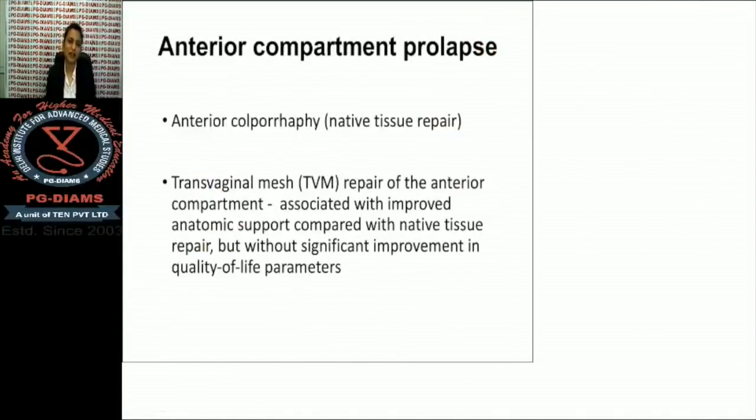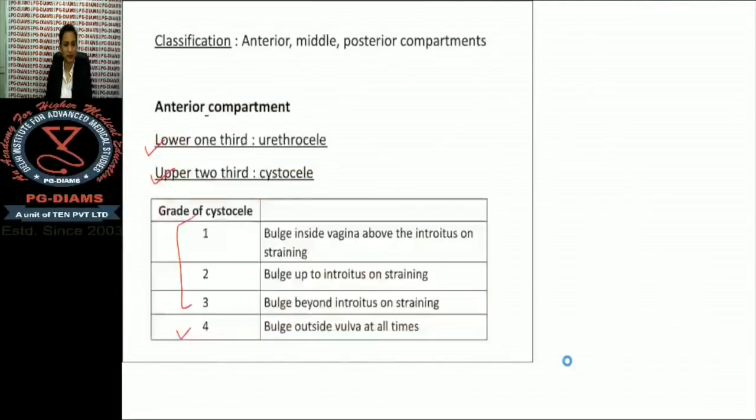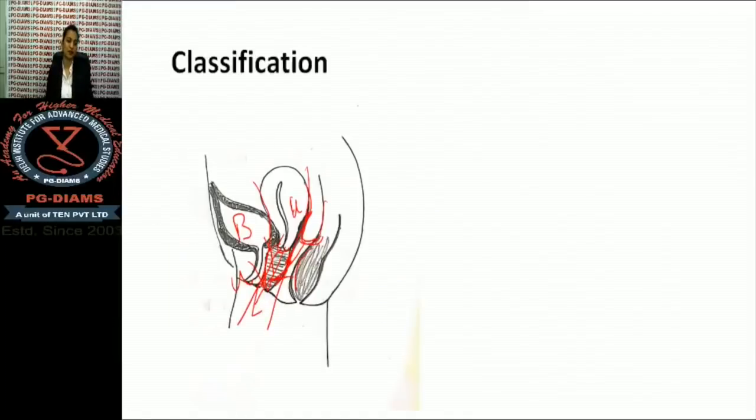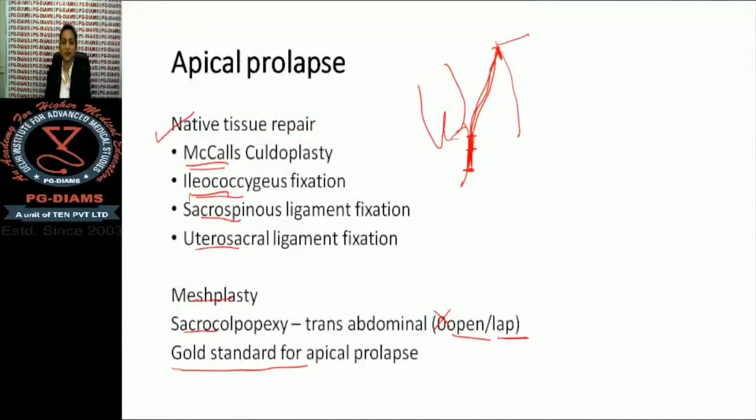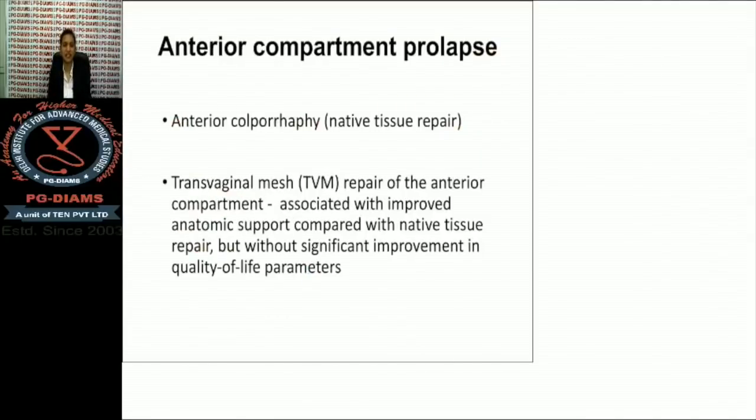Then coming to the anterior compartment. Now anterior compartment prolapse, if you remember the diagram, is a prolapse of the bladder and the urethra through the vagina. Now what I want you to understand is that correction of anterior and posterior compartment prolapses are usually done vaginally. If there is only anterior compartment prolapse or only posterior compartment prolapse, you will do a procedure vaginally more often. The native tissue repair done for anterior compartment prolapse is called anterior colporrhaphy.